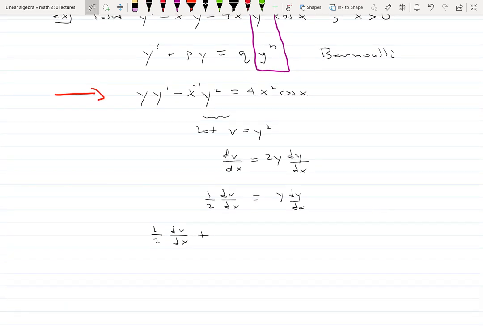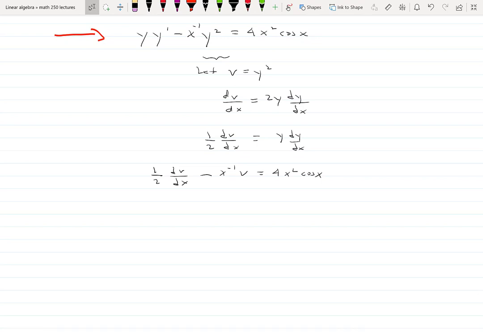So y y prime is 1/2 dv dx minus x to the minus 1, v was the substitution, equals the same old 4x squared cosine x. Okay, so I think everything's good now. So let's solve this. This is now first order linear, which says go ahead and use the integrating factor. Well, for first order linear, we need dv dx by itself, so we're going to multiply both sides by 2.